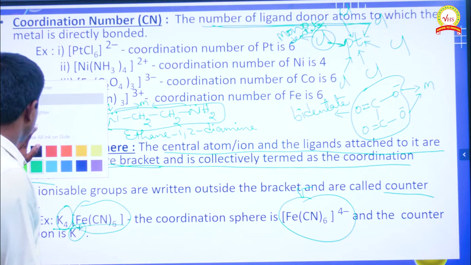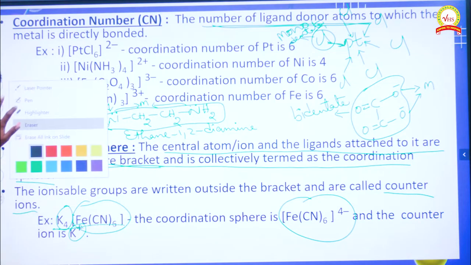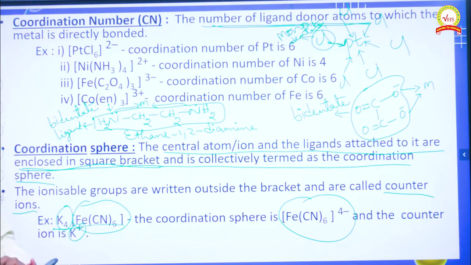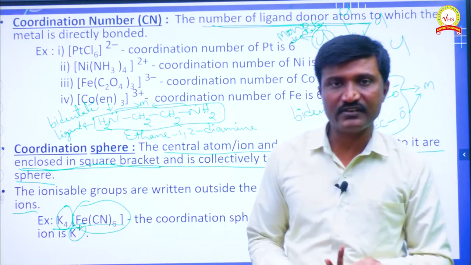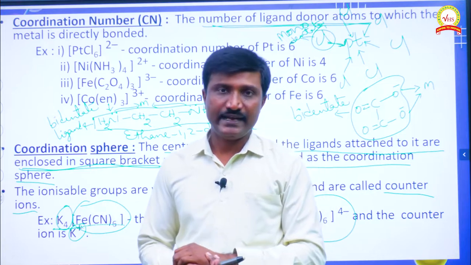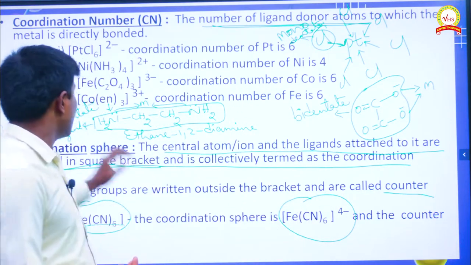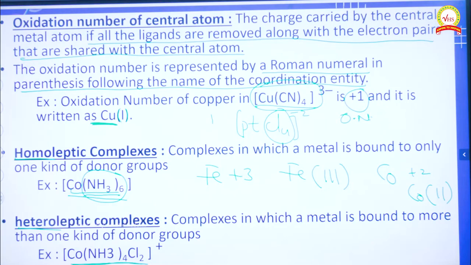Okay? Is it clear? Right. So we discussed coordination sphere and counter ions, how to distinguish them, and which is completely ionizable and which is not. And we discussed coordination polyhedron, oxidation number, homoleptic complexes, and heteroleptic complexes, right?